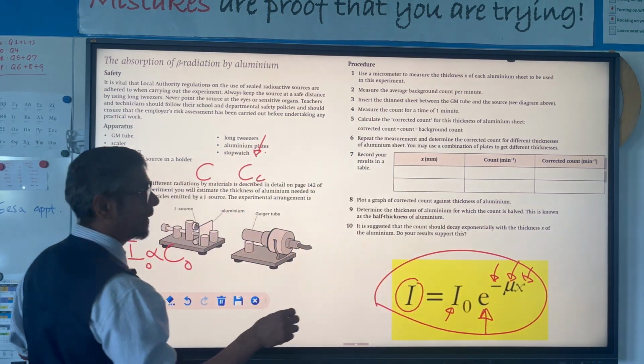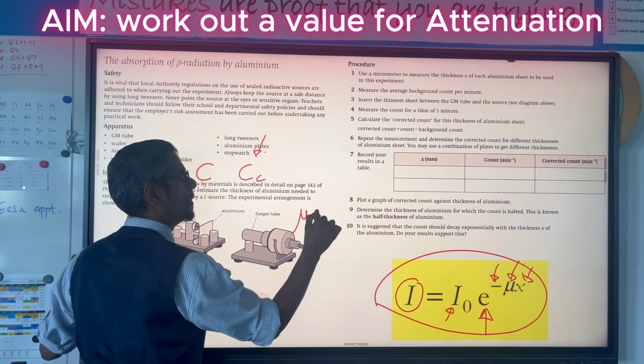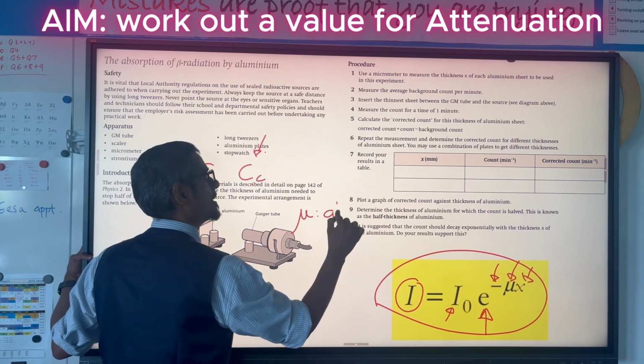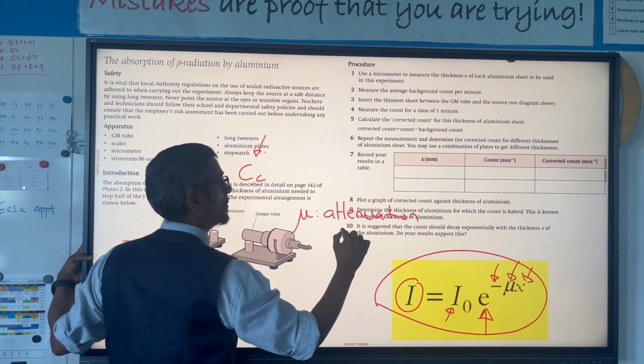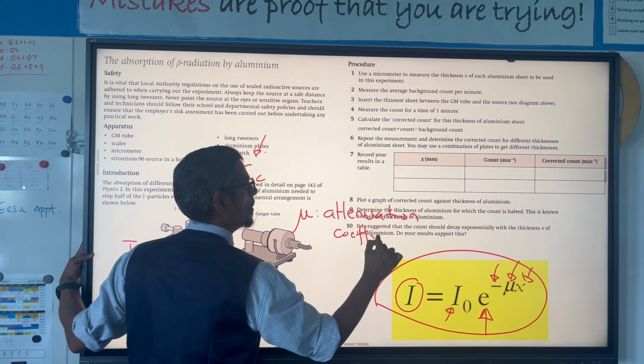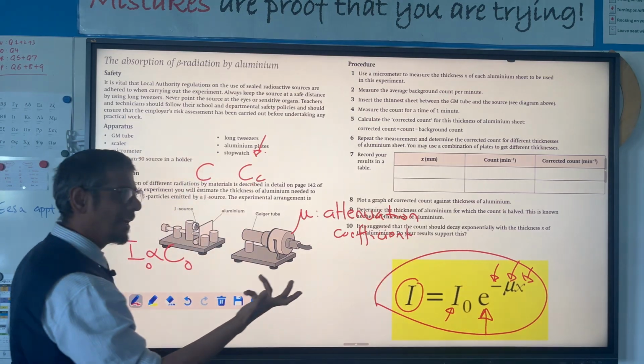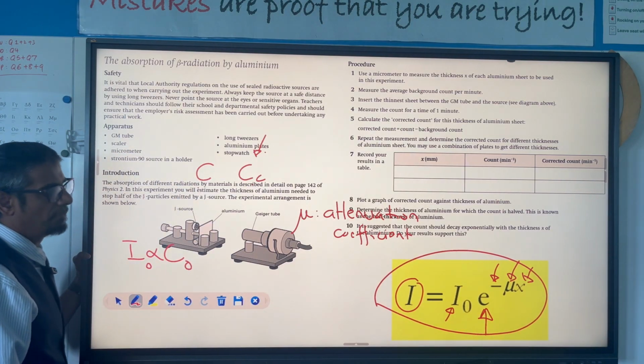Now, there is this quantity. The aim of this experiment is to work out mu. And what's mu? Mu is called the attenuation coefficient. In other words, there's another name for it. People can call it the absorption coefficient as well, which means how much did it absorb the beta.